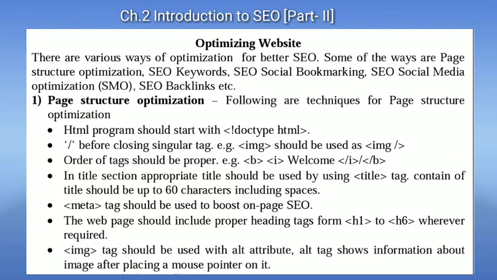Next and last, IMG tag should be used with alt attribute. In alt attribute you can provide information about your image. Using this, what will happen? See, when user will move mouse pointer on your image, it will provide extra information about that image.